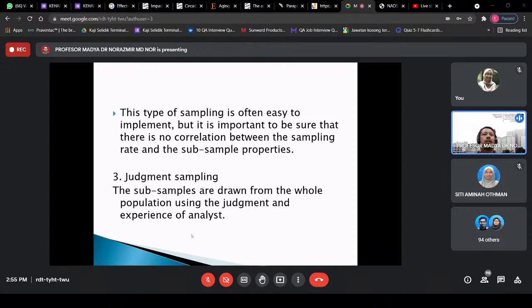The third one is judgment sampling. The subsamples are drawn from the whole population using the judgment and experience of the analyst.